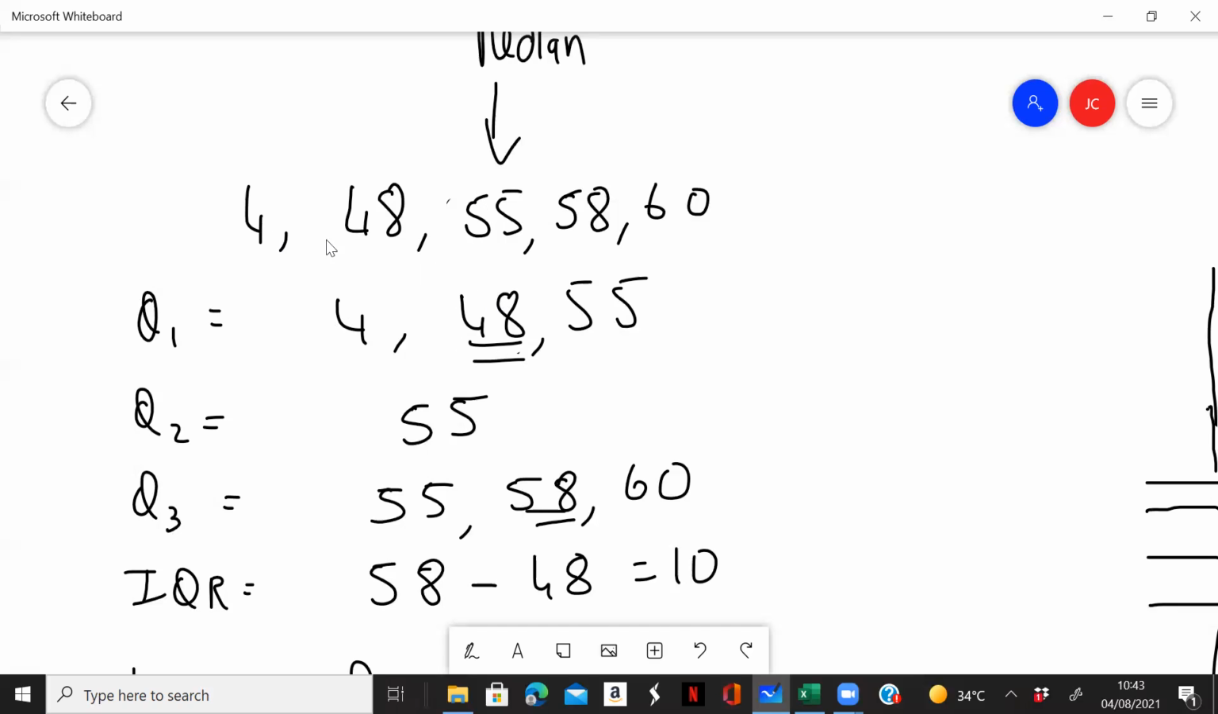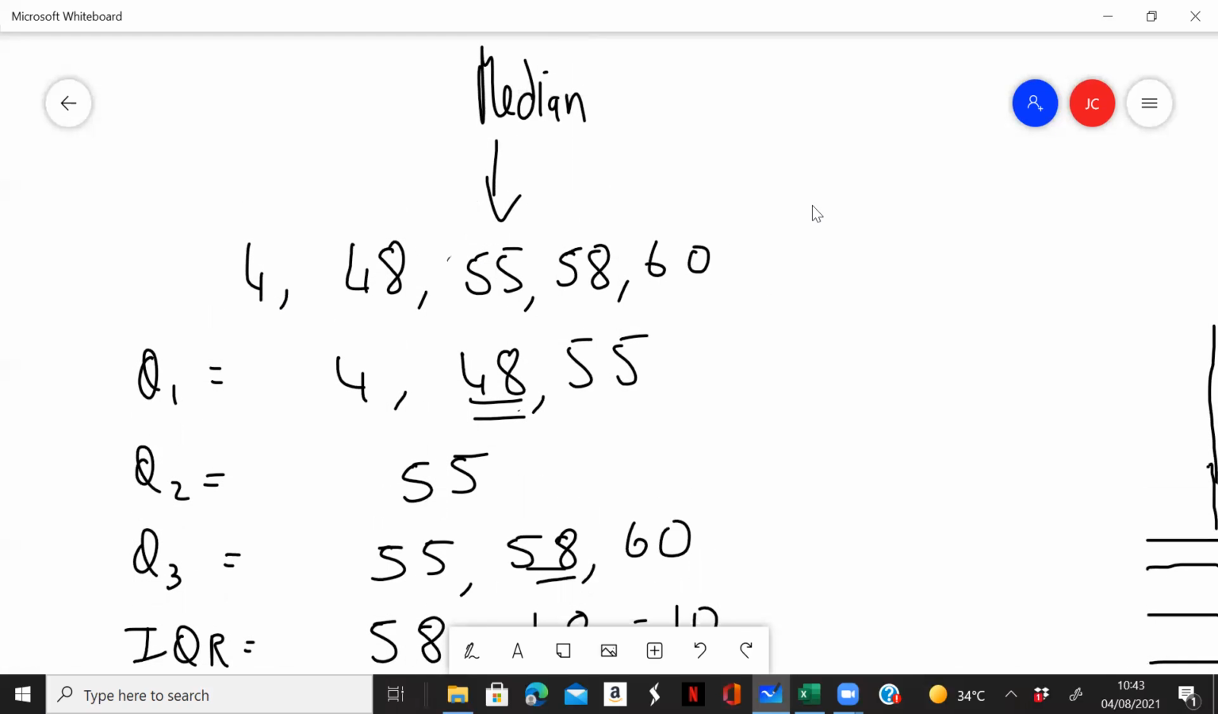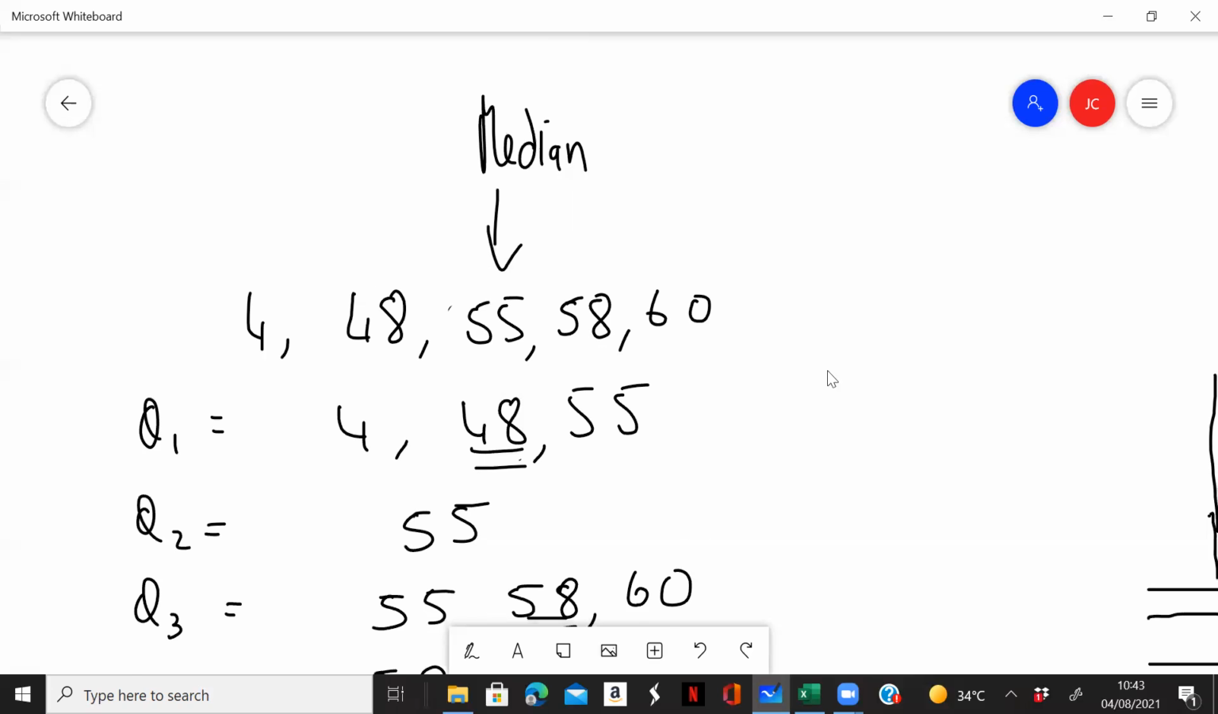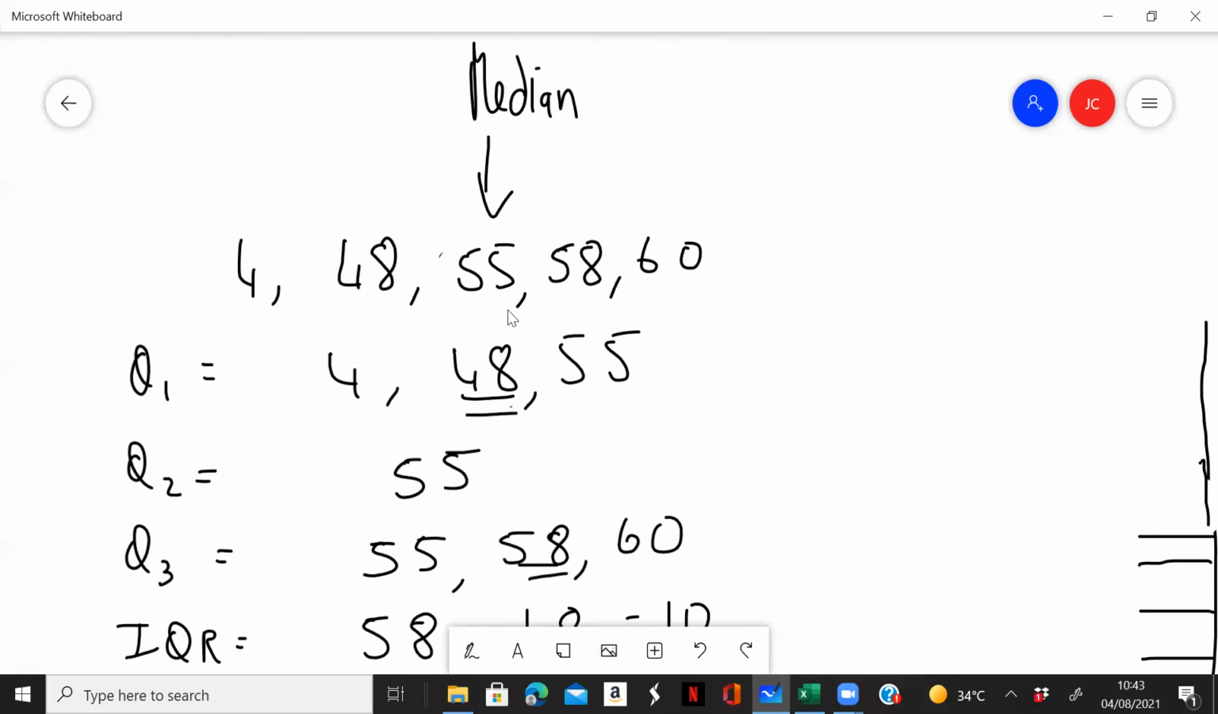How do I construct it? Well, take the median. The median is exactly the middle number. Of course, they have to be in order. So take the median, which is 55, and take the first batch of data. In this case, I have 3 numbers, which ends at the median. So in my case, I took 4, 48 and 55.